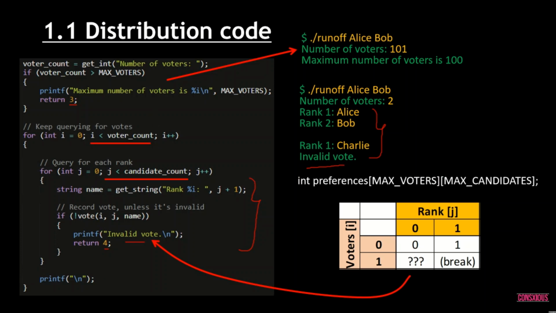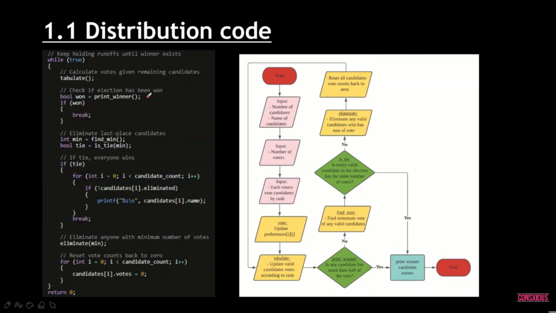So that's it. For the next code, this is the whole picture for the main part of the program. You can see we keep looping until a winner exists, while true, so this will always run. First we're going to tabulate, which calculates the votes given the remaining candidates.